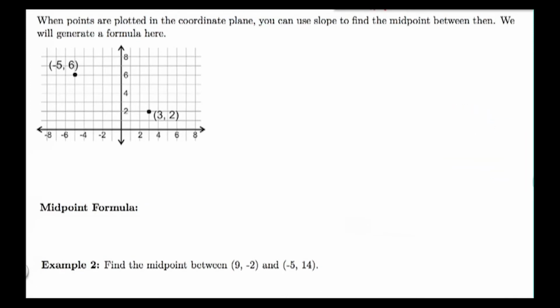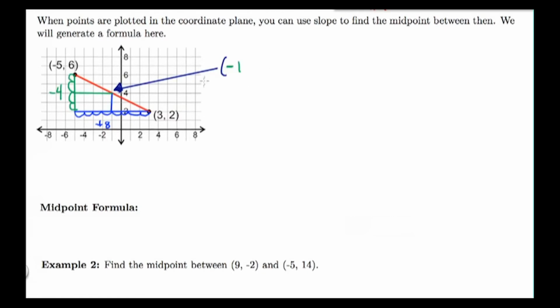Okay, so let's take a look at the midpoint between two coordinates here. If I essentially find the slope between these 2 points, which means I'm going down 4 and over 8, if I take half of each of those numbers, it gives me the location of the midpoint, which would end up being -1 on the x and 4 for the y. So this is a visual way of finding it.